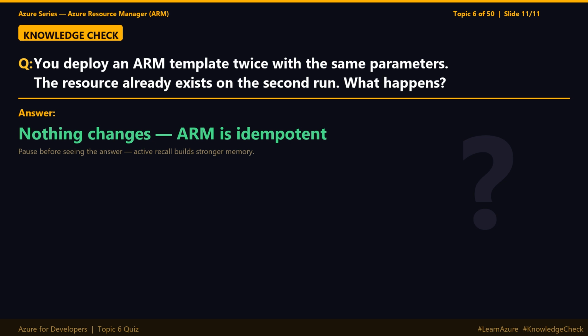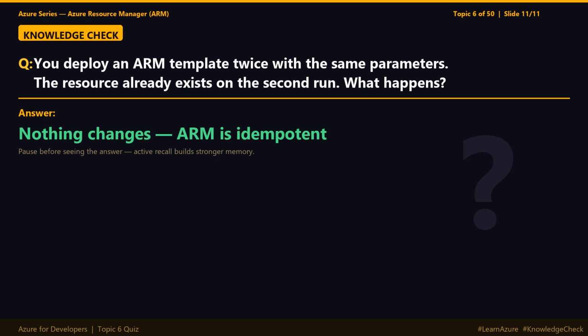Here is your knowledge check for topic 6. Pause the video now and think about it. You deploy an ARM template twice with identical parameters. On the second run, the resource already exists in Azure with the exact same configuration. What does ARM do? The answer is, nothing changes.